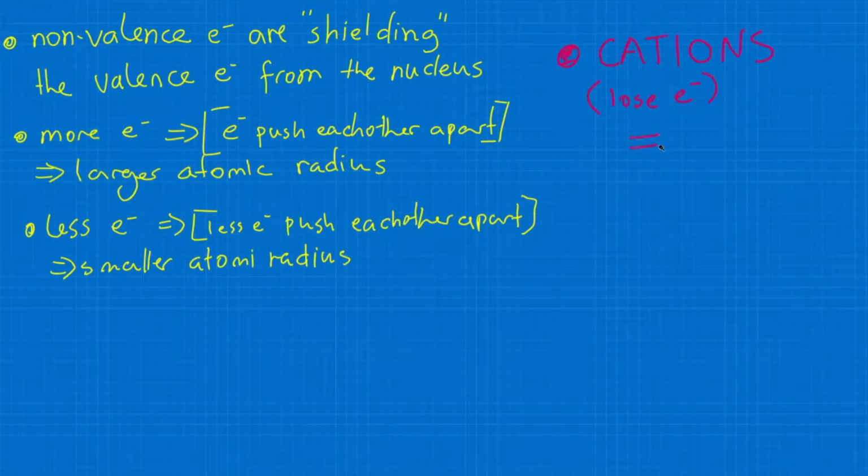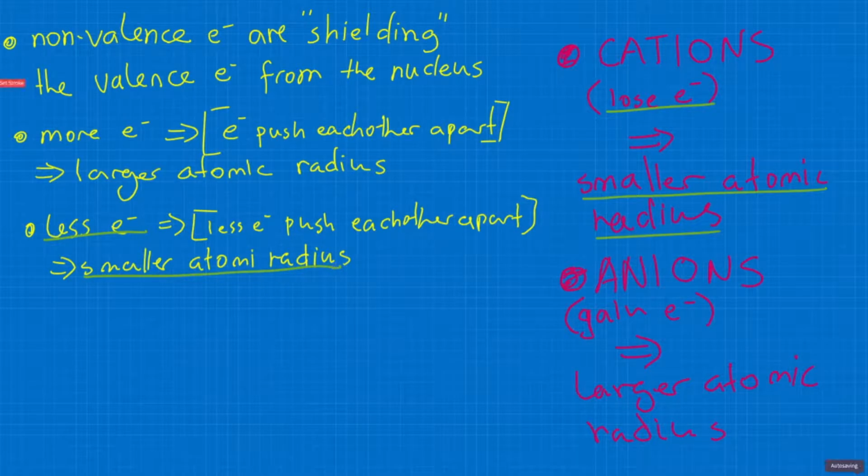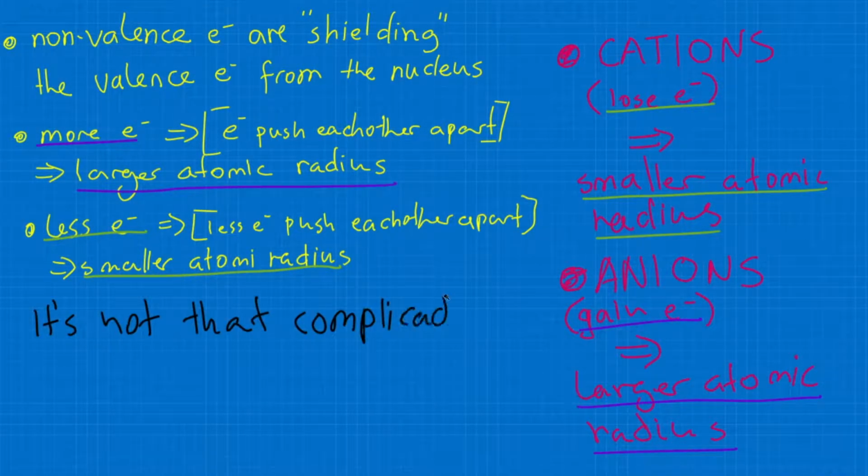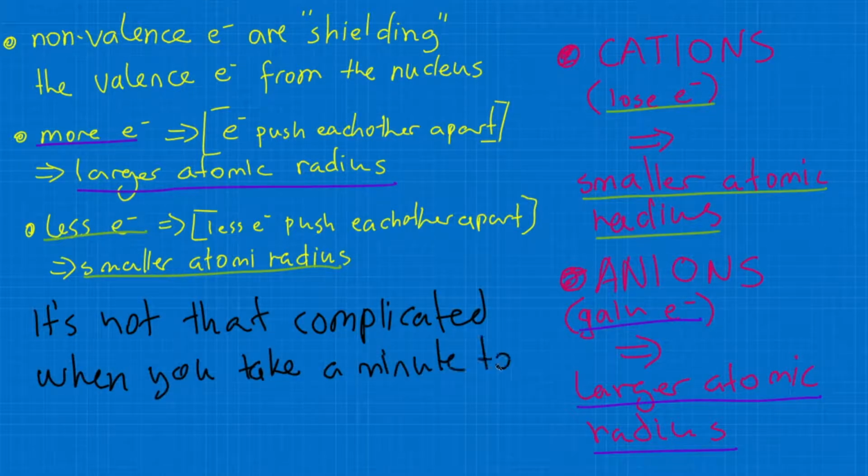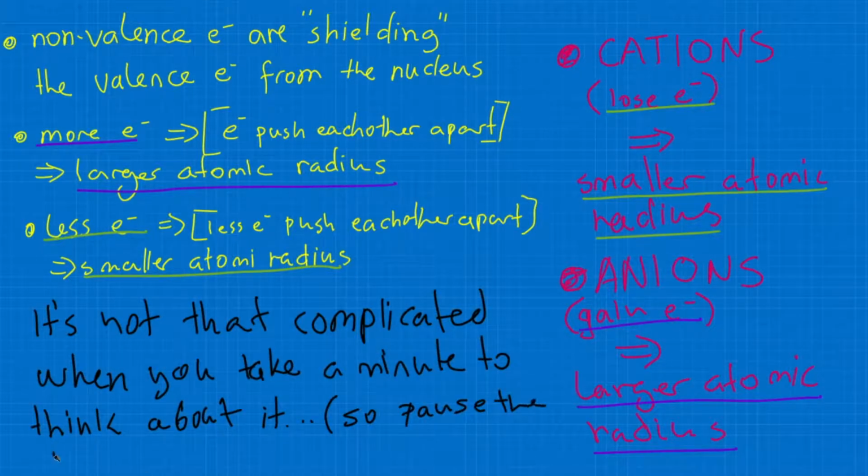Analyzing this information will make us conclude that cations, which lose electrons, have a smaller atomic radius, and anions, which gain electrons, have a larger atomic radius than the neutral atom. It actually makes a lot of sense if you think about it. So if you are not following, you can just stop the video and think about it for a bit.